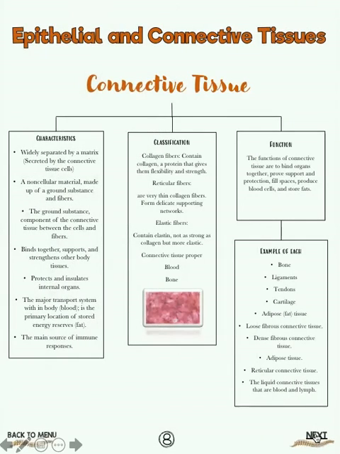Then we continue with the connective tissue. Some characteristics are that it is a non-singular material made up of a group of substances and fibers, protects and insulates internal organs, and binds together, supports, and strengthens other body tissue. The classification is collagen fibers, reticular fibers, and elastic fibers. The functions of connective tissue are to bind organs together, provide support and protection, fill spaces, produce blood cells, and store fat. Examples of each: bone, ligaments, tendons, and cartilage.